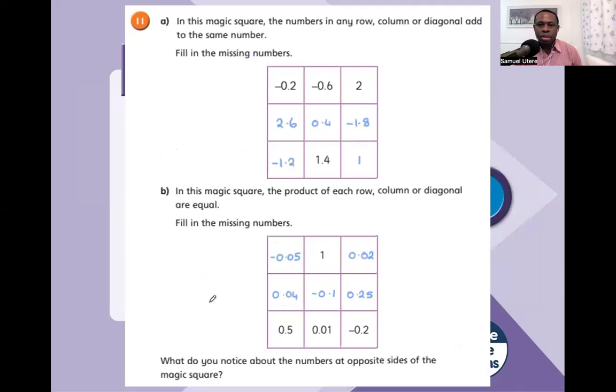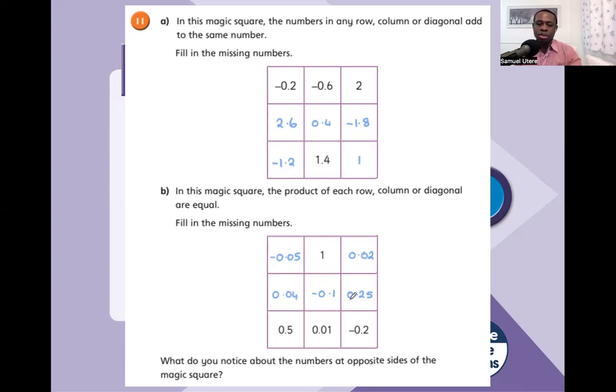All right, for question 11, here you were asked, in this magic square, the numbers in any row, column, or diagonal add to the same number. So you're simply asked to find a special way to create these numbers. So magic square, all the numbers in the row, column, and diagonal will add to be the same. So it's a very special exercise for you. Here, in the magic square, the product of each row, column, or diagonal are equal. So you simply work using inverse operations to get some of them and the others to get the result.